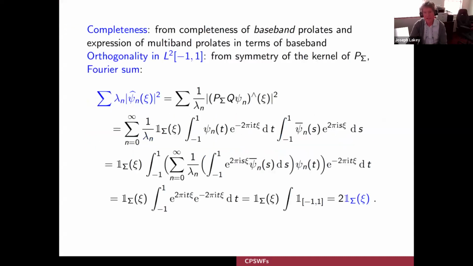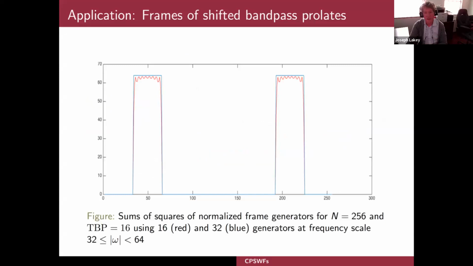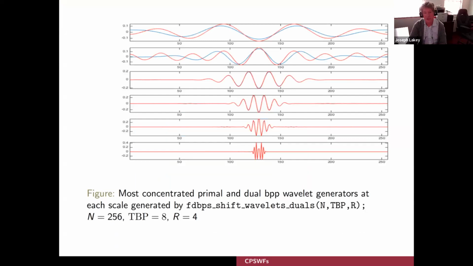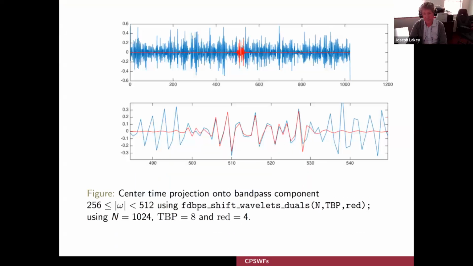All right, it's easy to write the proof of the spectral accumulation property down if you're comfortable interchanging orders of integration. So there's a simple proof to that. And when you take partial sums of the squares of the baseband prolates, you get something that looks like the red curve. As I said, we were interested in applications to multi-wavelets. So these are some multi-wavelet frame generators that one gets from using these time and bandpass limiting eigenfunctions.